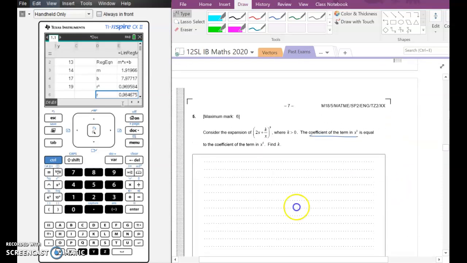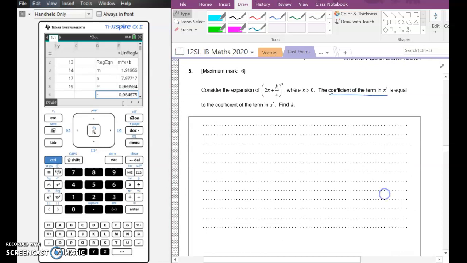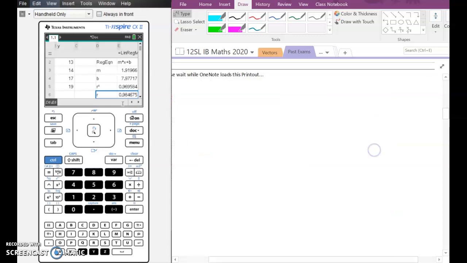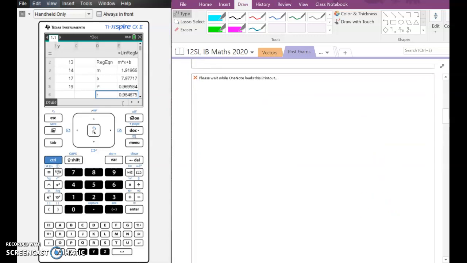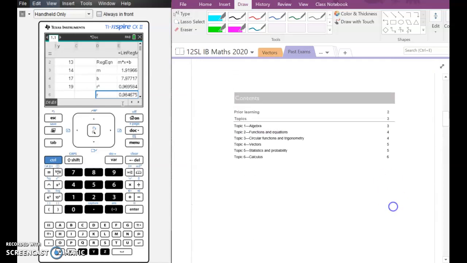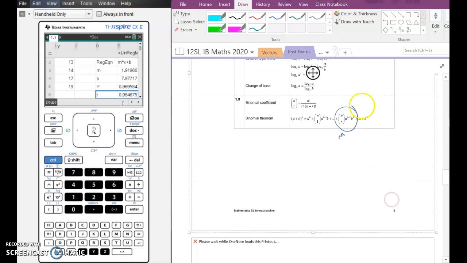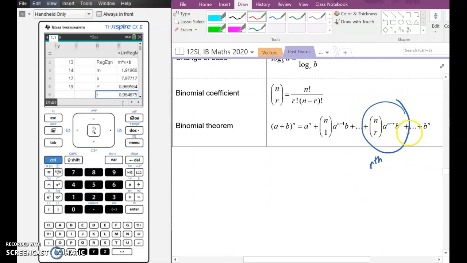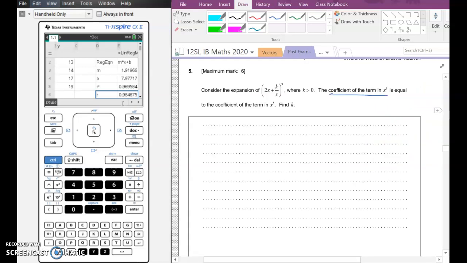In question 5, we're looking at your binomial expansion. From your formula booklet, you'll find that the whole binomial expansion is provided. Here, the most useful part is this circled part in blue, where the rth term is nCr a to the n minus r, b to the r. So back here, the rth term is of this form.